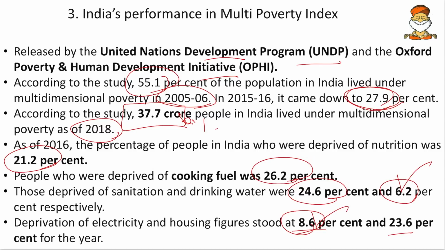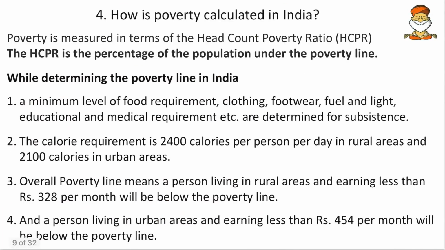That is like drinking water. So we have improved considerably, and also in housing and electricity. We have improved considerably. So these are some of the indices.